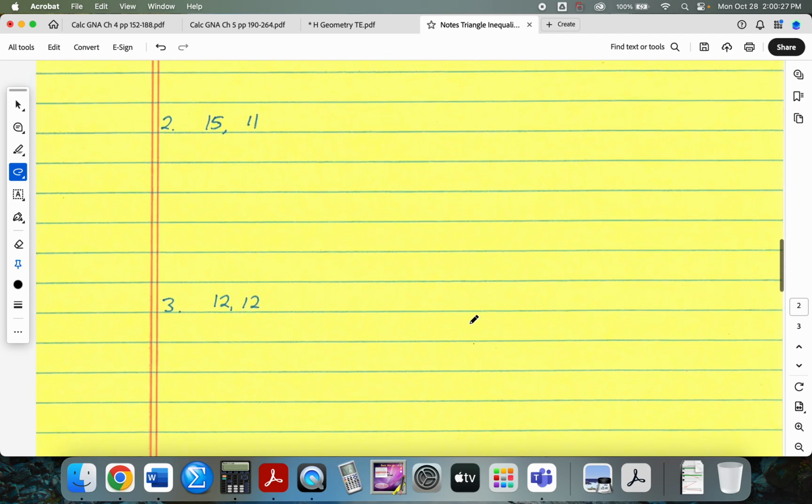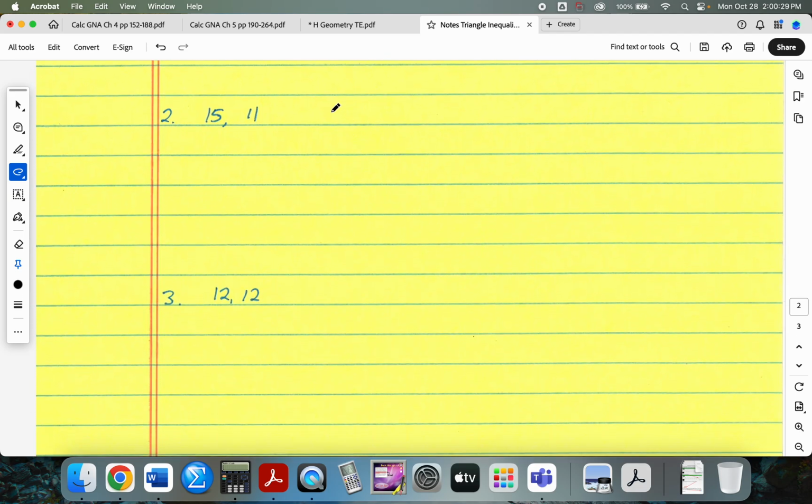All right, so let's look at this one. If T is one of the short sides, what's the other short side? 11. T plus 11 has got to be more than 15. Subtract 11 from both sides, we know that T has to be bigger than 4.